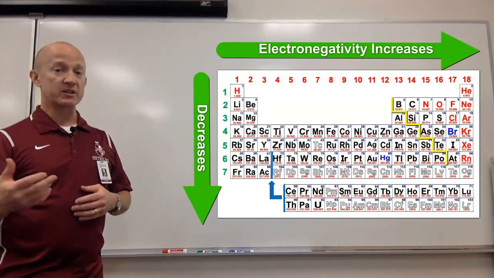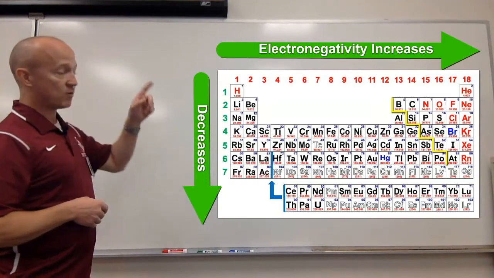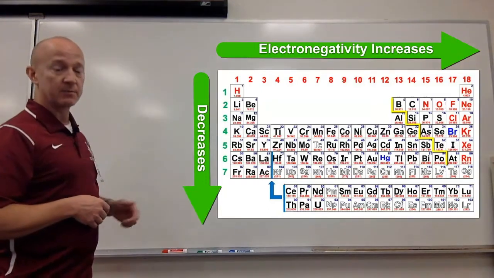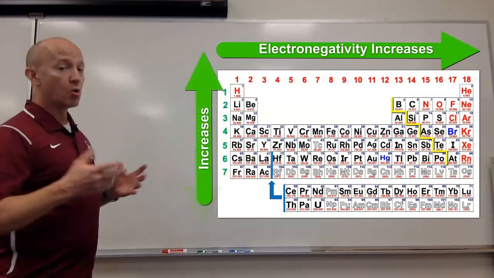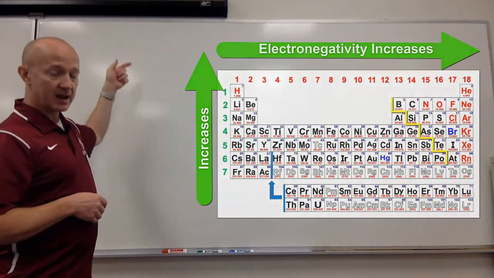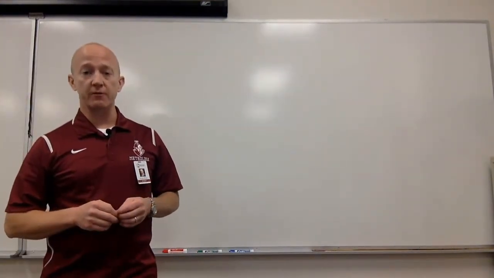The trend in electronegativity then matches that of ionization energy. As we go from left to right, electronegativity increases. As we go from top to bottom, electronegativity decreases. Or you can say electronegativity increases as you go from bottom to top and from left to right. One last trend has to do with the concept we call electron affinity.